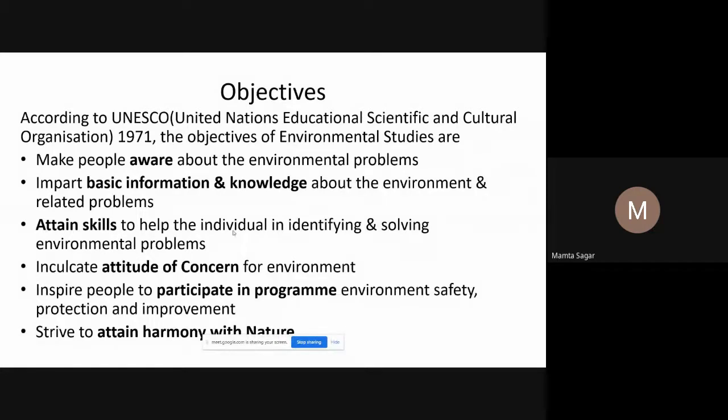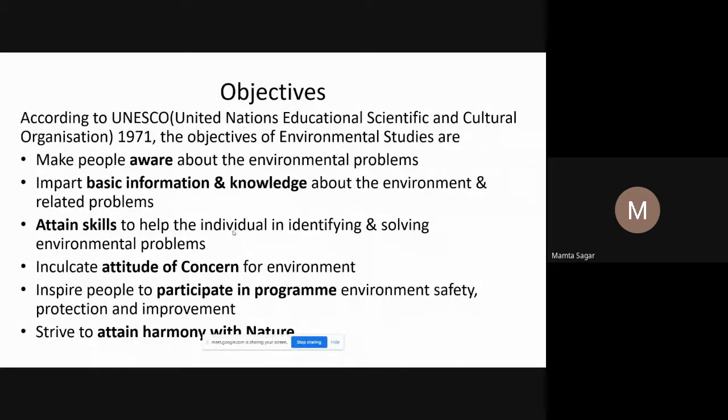So inculcate an attitude of concern for the environment, because this is our environment. If our environment is polluted, if the gases are polluted, if the air is polluted, and we are inhaling that air, this is going to affect our health. That is a big problem for all of us. If pollution occurs in one area, surely it will also affect other areas. So this is not happening only in the NCR region. This is also happening in other areas of your country.